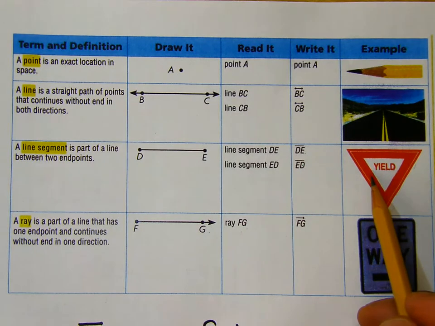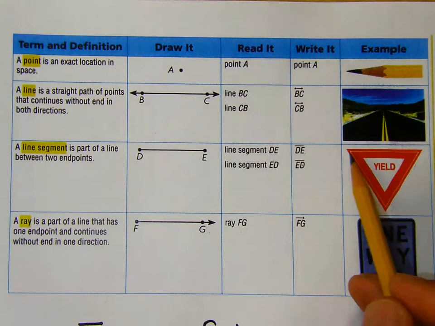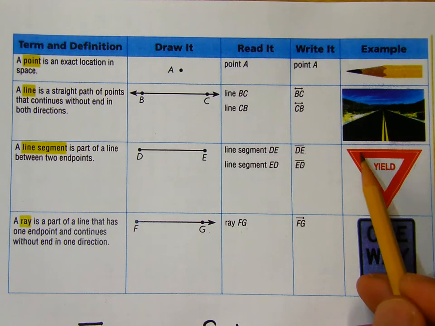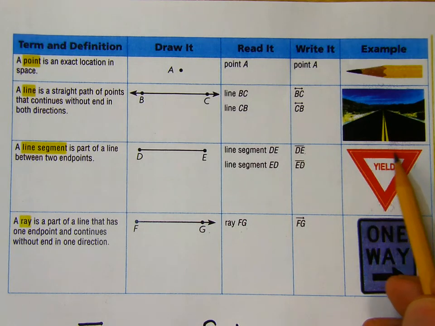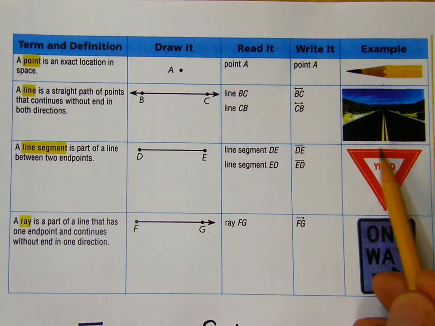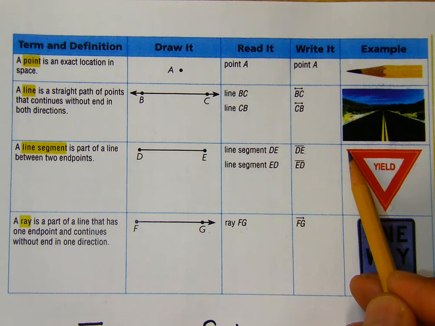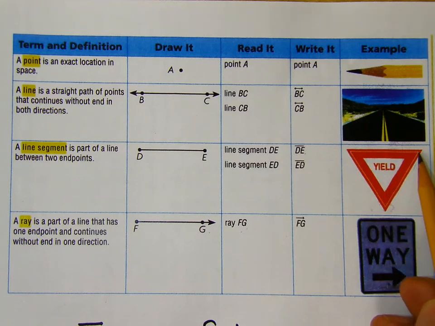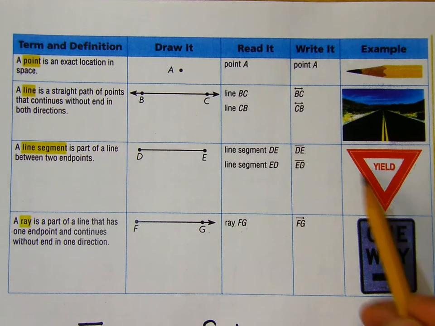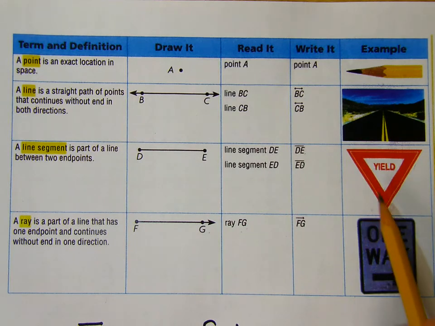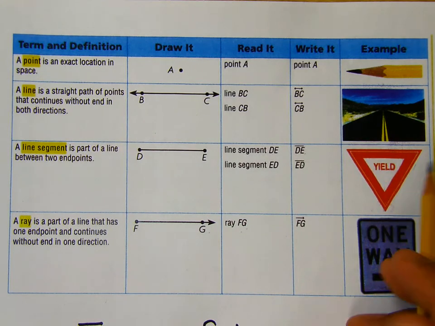An example of a line segment is the edge of the yield sign. It starts here and it ends here. So this is a line segment. It has a starting point and it has an ending point. So this would be a line segment. So with this side and this side, we have 3 line segments there.